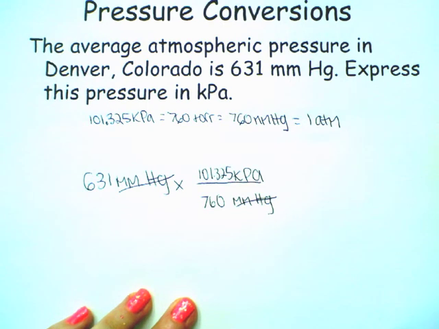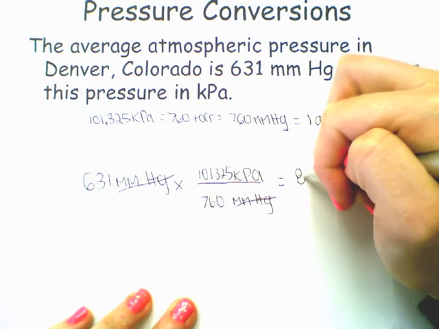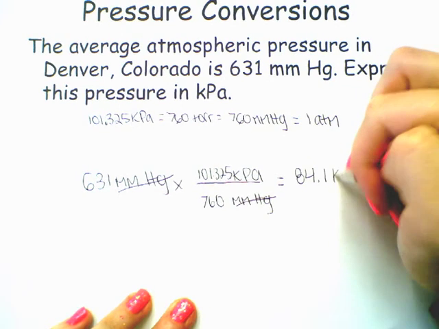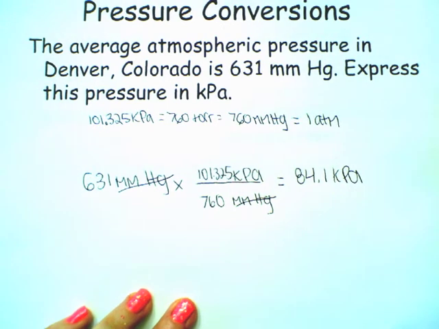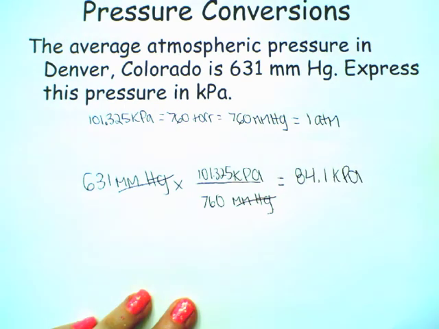Okay, so I've got 631 times 101.325 divided by 760. My answer is 84.1 kilopascals. So essentially for these types of conversions, because we know the relationship between all these units of pressure, I can do the unit that I have on the bottom and the unit that I want on the top. Okay, let's try another example.